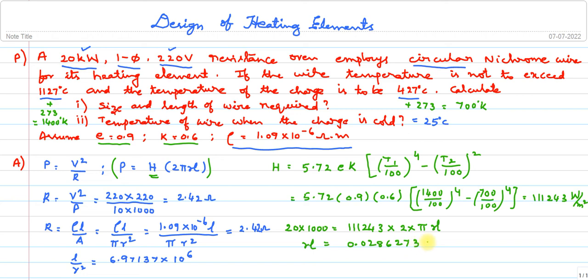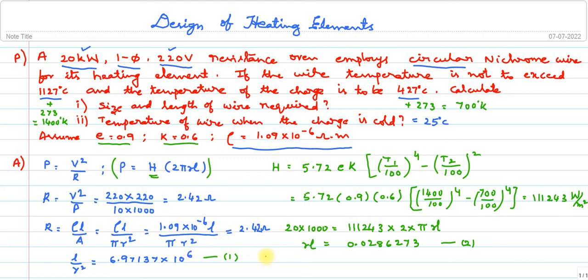273. Okay, so this is one equation regarding L by R square. This is the first equation and this is the second equation. Now by solving these two, we can identify what is L and what is R. Okay, so this is the solution.